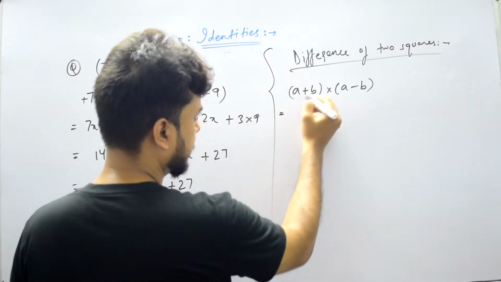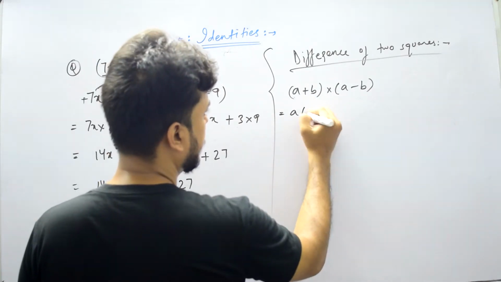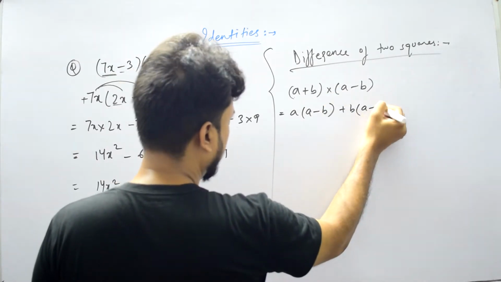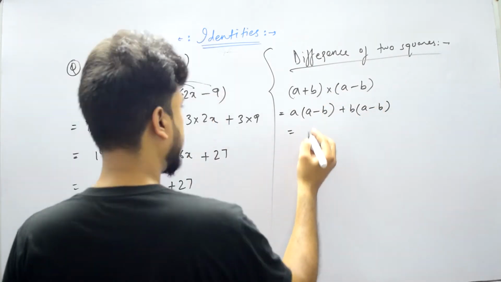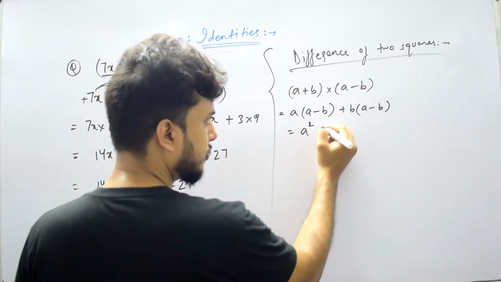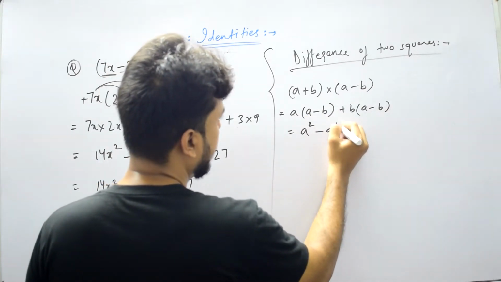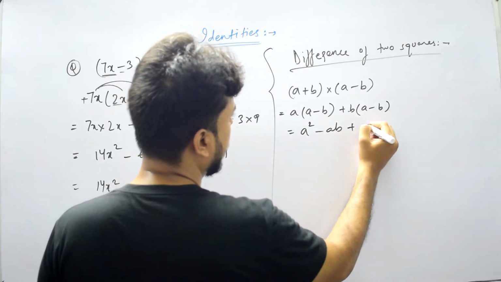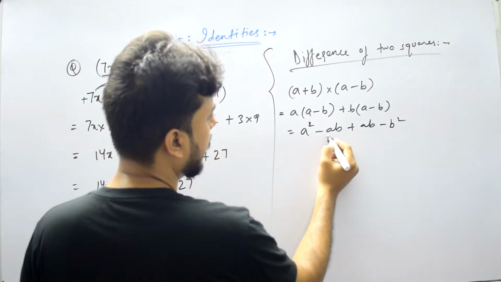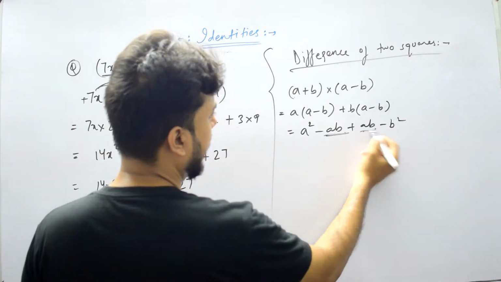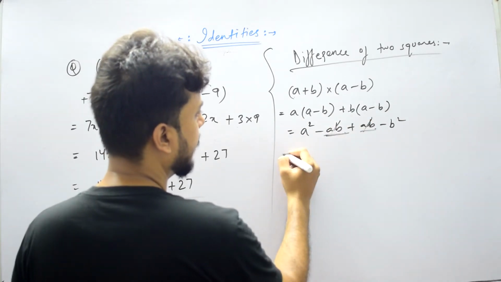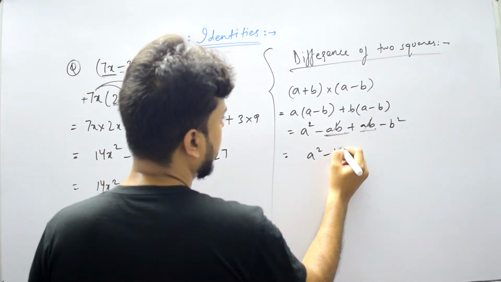Now we'll follow the same process, that is a multiplied by a minus b plus b multiplied by again a minus b. Now see, this a multiplies in both the terms, so a into a is a square, minus a into b is ab, and here it becomes plus ab, and plus into minus is minus b square. Now you see these two terms ab and ab have opposite signs, so they will cancel out. So my final answer will be a square minus b square.